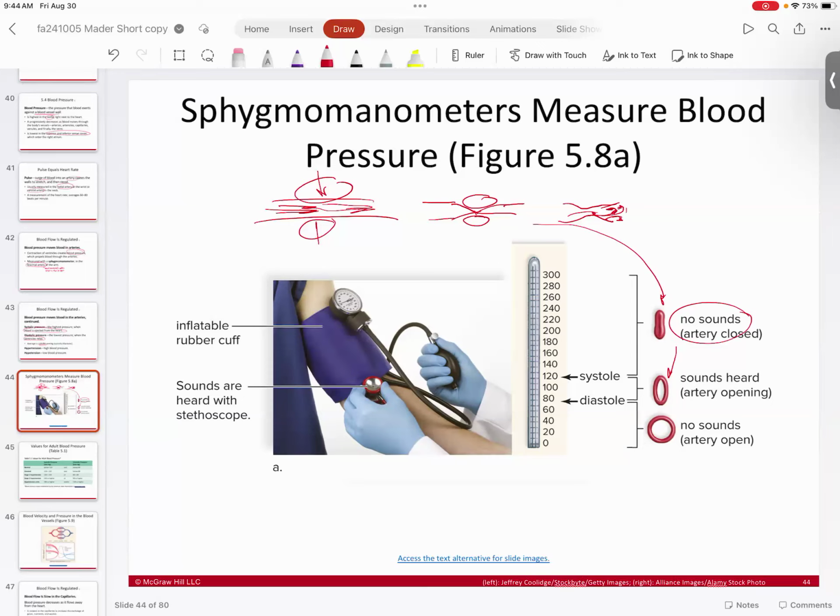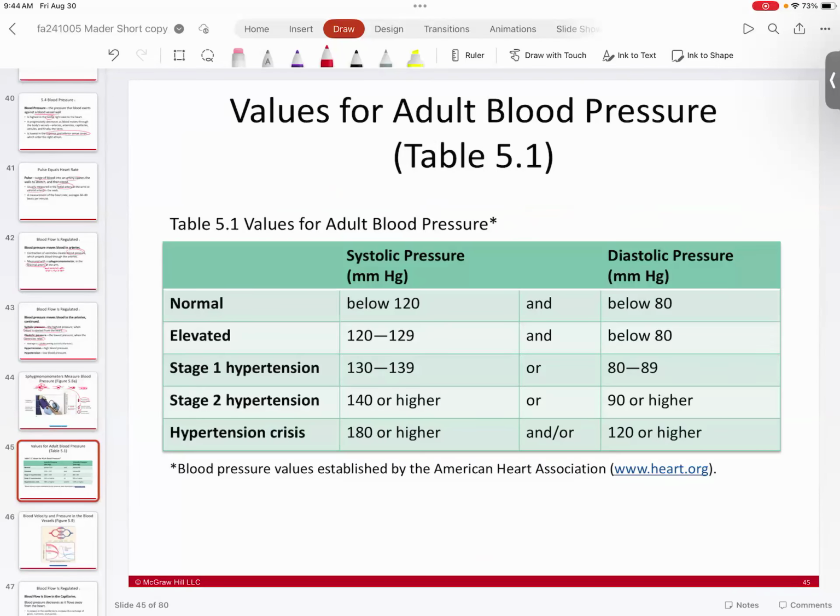And then the low pressure piece is when it opens up, and then the sounds stop because it's restored smooth, silent, laminar flow. Okay, and so when the sounds begin, that's your systole number. And when the sounds disappear, that's your diastole number. So when you take a look at blood pressure values, for instance, typically normal blood pressure systolically is about 120 or below, or 80 or below is what we like to see on the diastolic side of things.